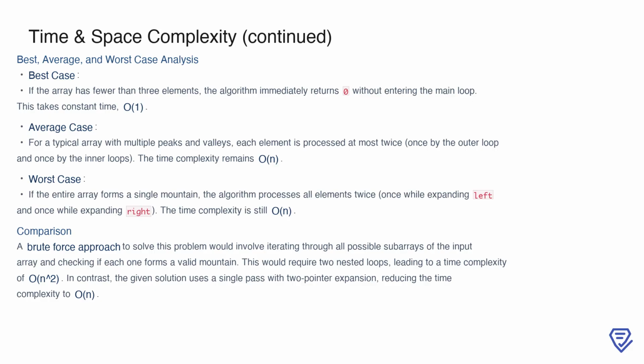In the worst case, where the entire array forms a single mountain, the algorithm will still only process each element twice, once for the left expansion and once for the right. Even here, the time complexity remains O(n).